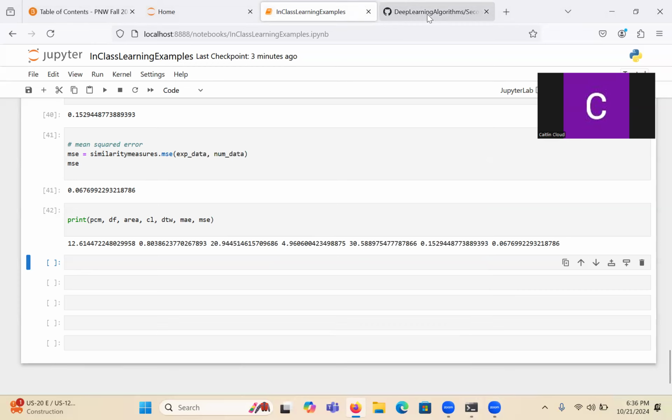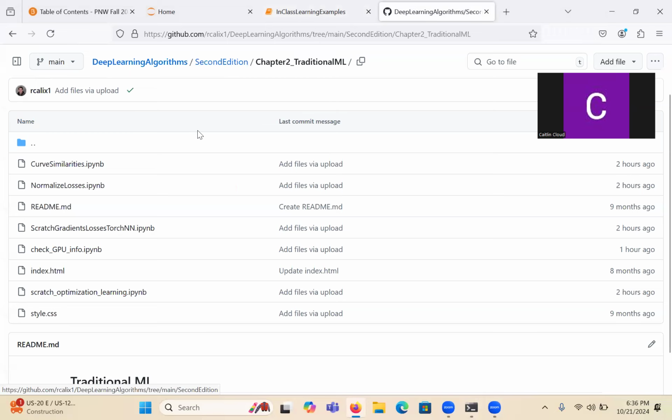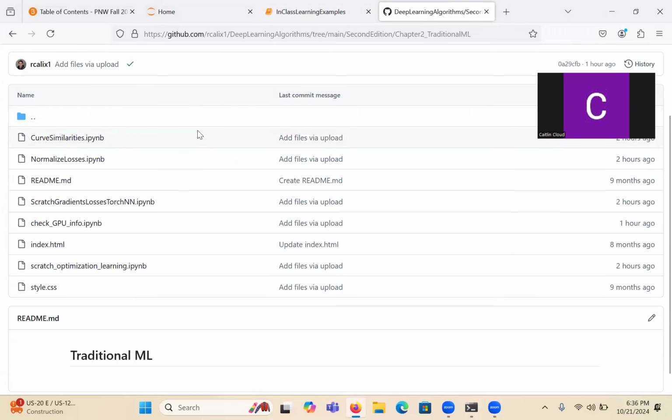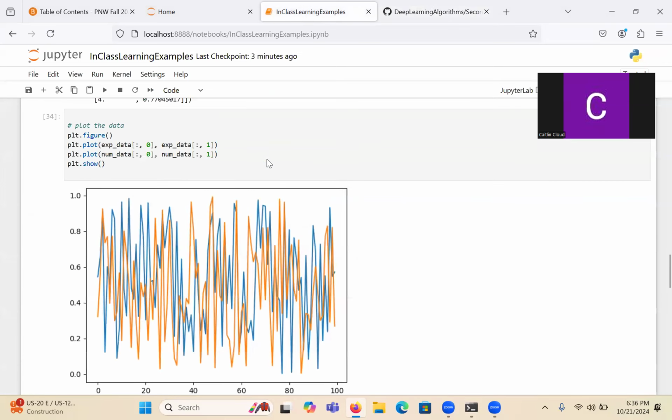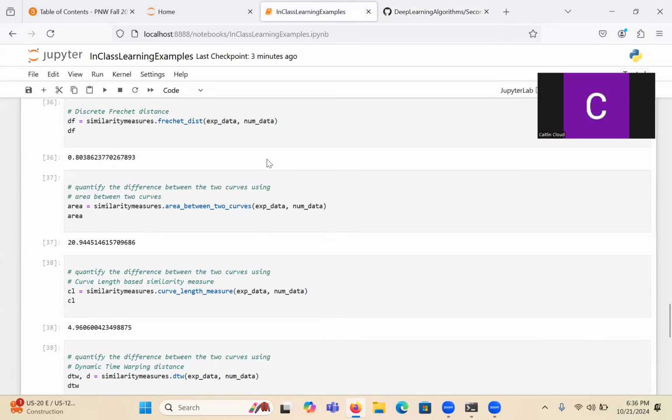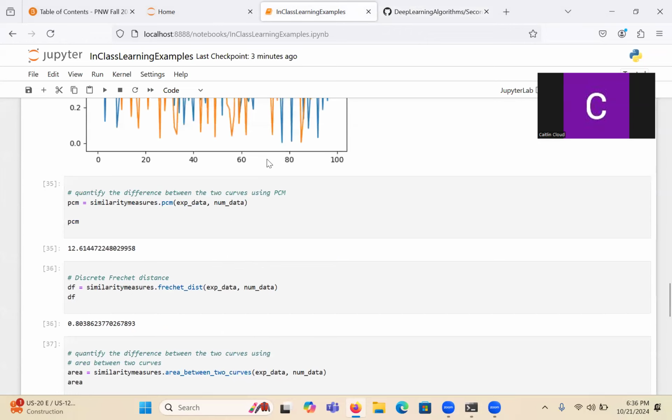All right, so we're going to look at the next example in the same repo, and it's going to be normalize the losses, right? So we did curve similarity. So I had several metrics, and all of them maybe were telling me a little bit about those curves, right? I have a curve like this, and I calculate several metrics, and they gave me different values. Maybe they give me different information. What if they give me different information?